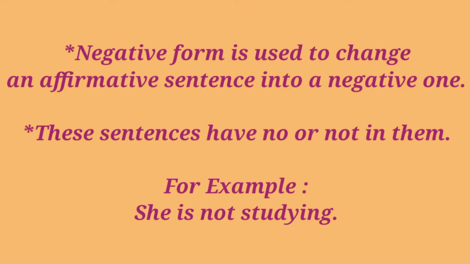Children, negative form is used to change an affirmative sentence into a negative one. We know affirmative means positive, and these sentences have no or not in them. For example, she is not studying. Here, not has been used. That means negative sentences always have some negative word like no or not.